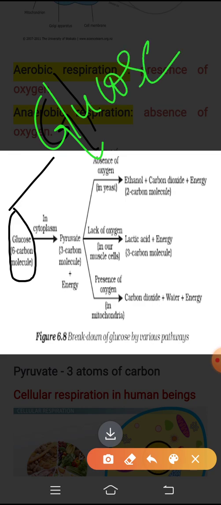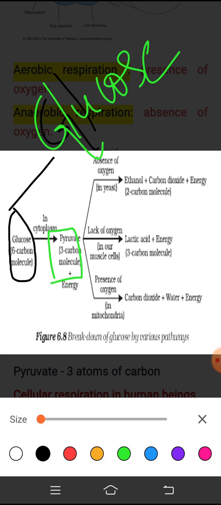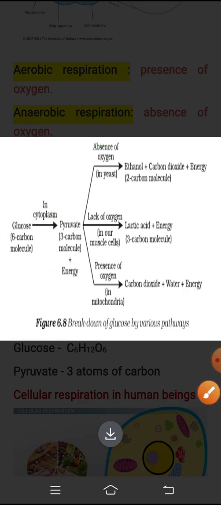So now what happened? This glucose molecule is divided into 3 atoms of carbon. I told you, that is pyruvate. Pyruvate contains 3 molecules of carbon plus energy which is being released. Right? So what happens here is, in human beings, the cellular respiration takes place in mitochondria. Now I will be explaining you only this part. First, I'll be explaining you only this part.